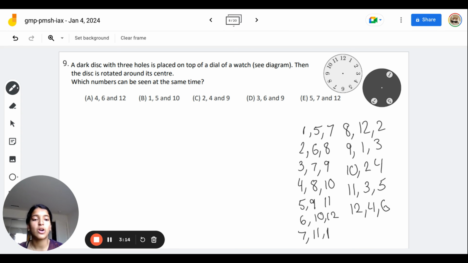So we're going to compare all of those to the different options that we have. So 4, 6, and 12. Let's look at the one that says 4 over here. That one has 4, 8, and 10, so it doesn't work. Let's look at the one that says 6. It has 12, but it doesn't have 4, so it can't be 6. And let's look at 12. For this one, it shows 12, 4, and 6. It has all the options, which means the answer to this problem would be A.